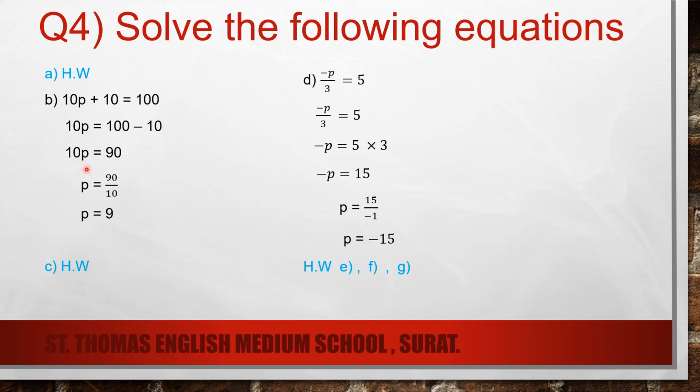Now we have to find the value of p. This is multiplication. If it goes here, it becomes division. So 90 divided by 10. We know that 10 ones are 10 and 10 nines are 90. Okay. So what is the value of p? p is equal to 9. The question number C, you can do it as homework. Question number D, minus p by 3 is equal to 5.